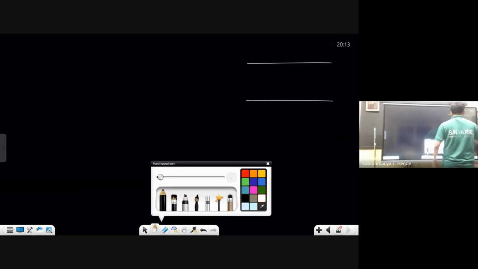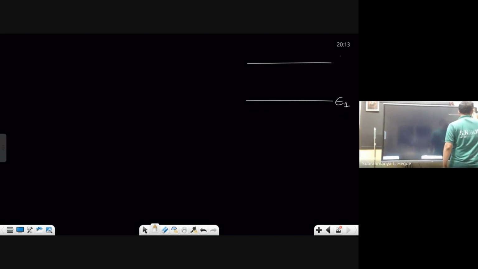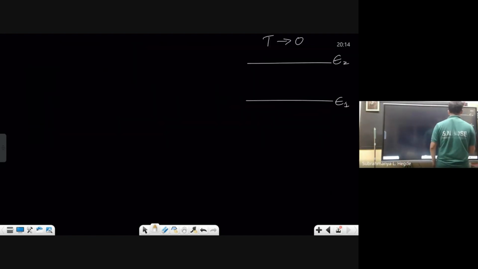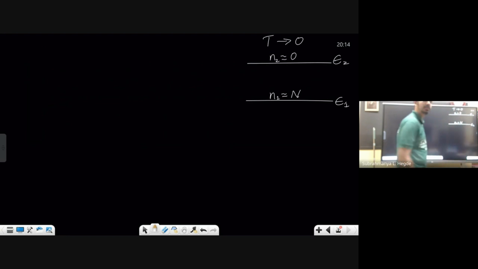This is my energy E1, energy E2, single particle energy. As the temperature tends to 0, what will happen? He said n particles. I mean, all n particles will be here, it's nearly 0. Am I right? As temperature tends to 0. He said qualitative plot. As temperature tends to infinity, what would happen?